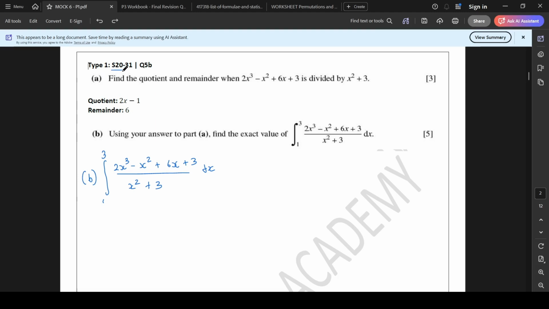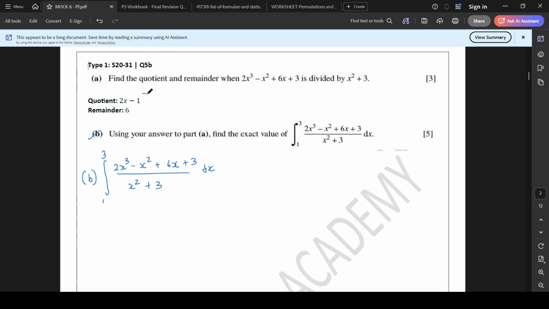So this question is coming from May June 20, paper 3 variant 1, and we are solving part B of question 5 that appeared in the paper. Part A was simply to find the quotient and the remainder when you divide this polynomial with this divisor. You could have used either the long division or the inspection method, whichever method you are comfortable with, and find the quotient as 2x minus 1 and the remainder as 6.